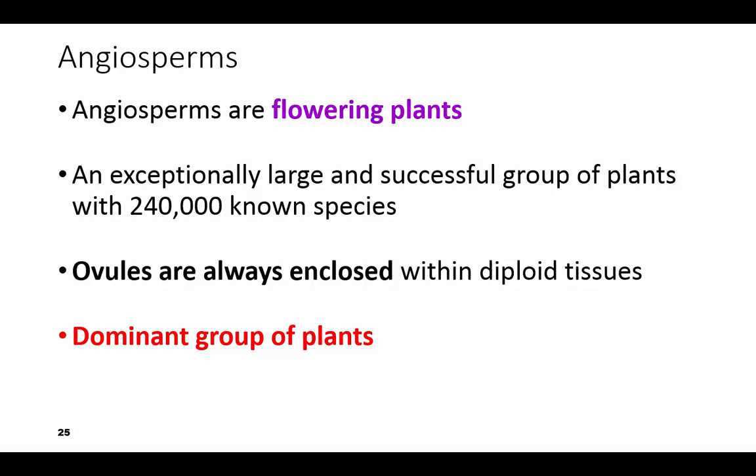We're also going to address objective 9, list and describe the two major classes of flowering plants. Now, angiosperms are flowering plants, and this is the most successful group of plants. There's around 240,000 species. They have eggs or ovules that are enclosed within diploid tissues.